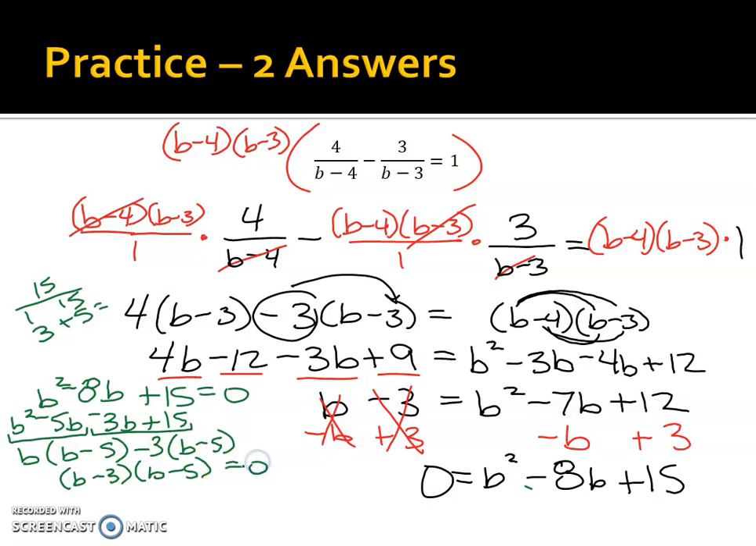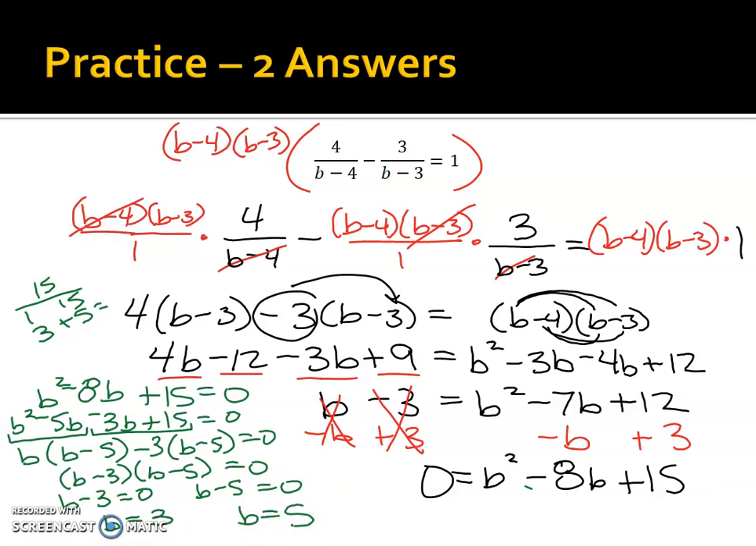And remember, the whole time that was equaling 0. So now I get to set each of these factors equal to 0. b minus 3 equals 0. b minus 5 equals 0. And that gives me b equals 3. And that gives me b equals 5.